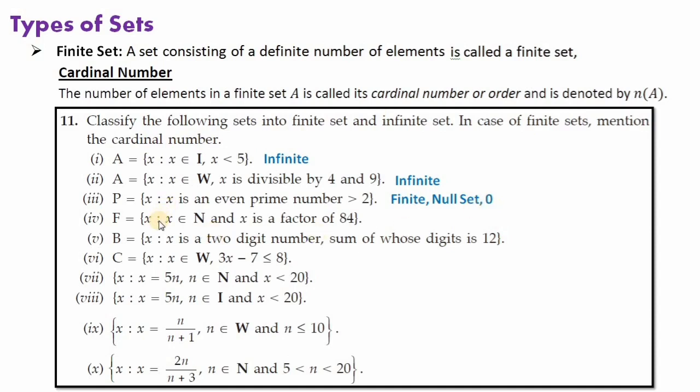Next is x is a natural number and it is a factor of 84. And the factors of 84 are these. Yes. So you are able to count how many elements are there? There are 12. So that's why it is finite.